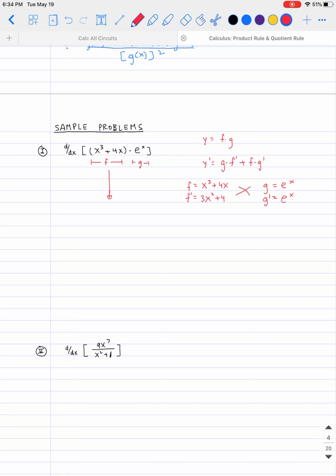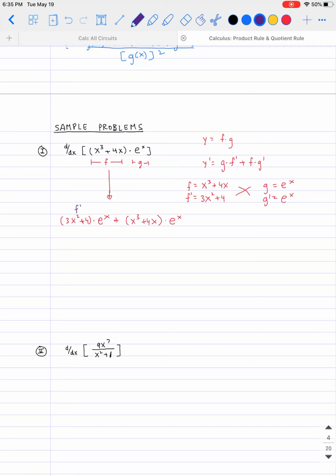Do you necessarily have to do this every single time? The answer is no, but if it helps you to see it, it's probably preferred. So here it is. Let's see, the derivative is going to be the first equation, which is going to be 3x squared plus 4 multiplied by g of x, which is e to the x, and then plus x cubed plus 4x multiplied by the derivative of g, which is supposed to be e to the x.